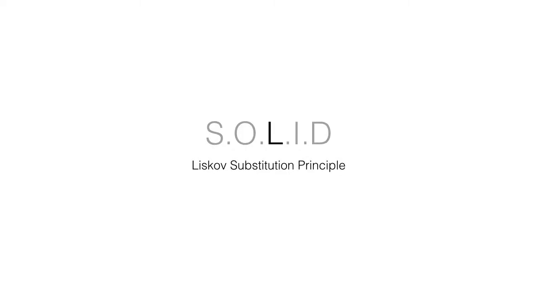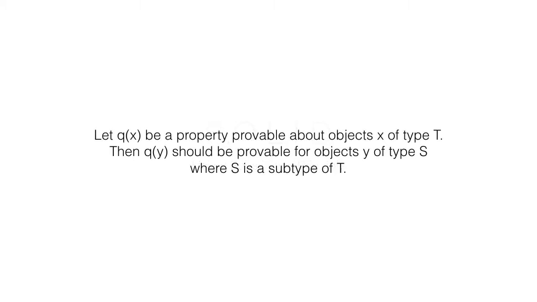The L in SOLID stands for Liskov substitution principle, which was initially introduced by Barbara Liskov in 1987. And what the principle says is, let Q(x) be a property provable about objects x of type T. Then Q(y) should be provable for objects y of type S, where S is a subtype of T. Probably not the easiest thing to understand.